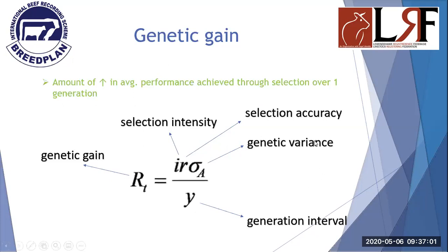And then selection accuracy, again, is an indication of the amount of information that is available on the traits that you want to select. So the higher the accuracy, the faster the genetic gain will be. And then you have the genetic variance. Now, the genetic variance refers to the amount of genetic variation that exists within the specific population. So the more variation there is, the easier it is to make genetic improvement.